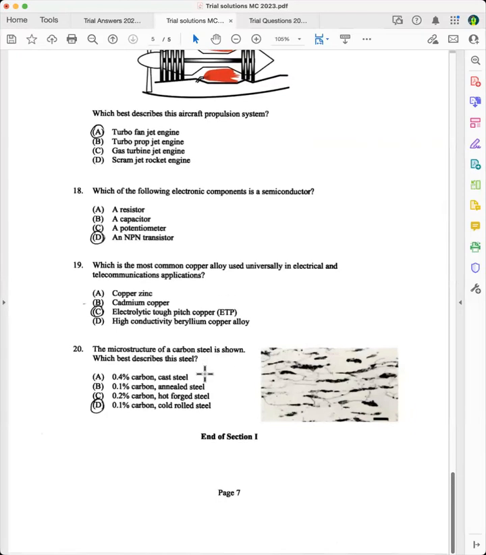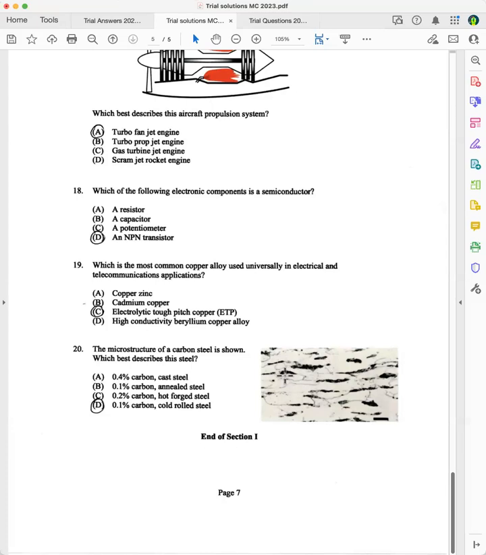Question 20, the microstructure of carbon steel is shown, which best describes this steel. When you have a look at these, you can see that the grains are elongated, so straight away they're being worked hard. And secondly, you have a look at the dark areas, and that's pearlite, and the white area is ferrite, and you can see that there's a massive amount of ferrite there.